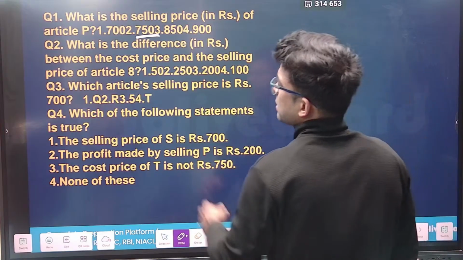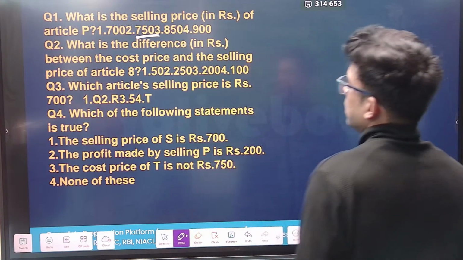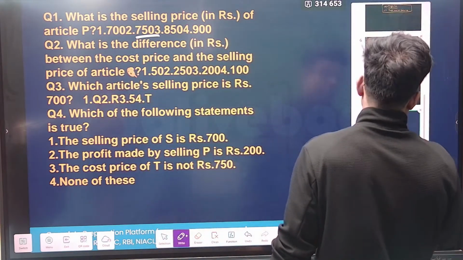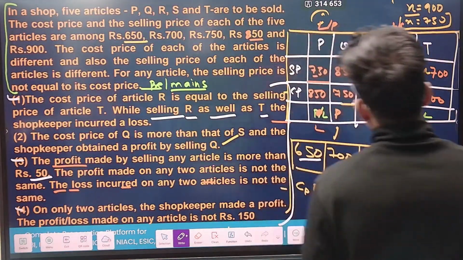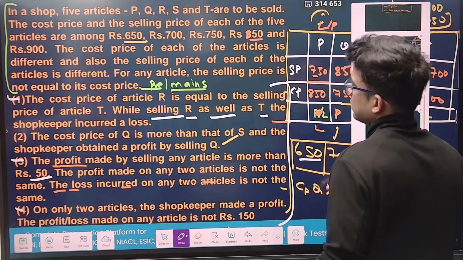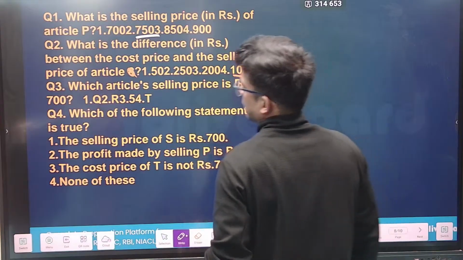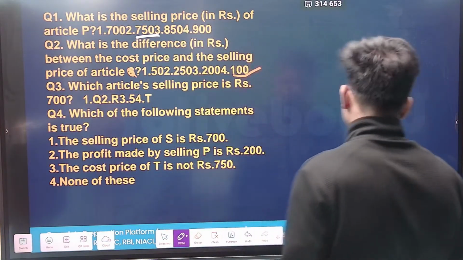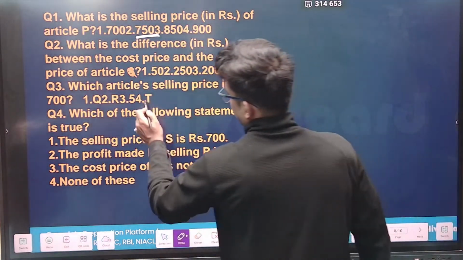Okay. Now you can answer these questions. What is the difference between the cost price and selling price of article Q? Article Q, what is the difference? 850, 750, 100. Easy. So 100 is the option. And you can answer which article has a selling price of rupees 700. Article selling price 700, let me check. Which is T?